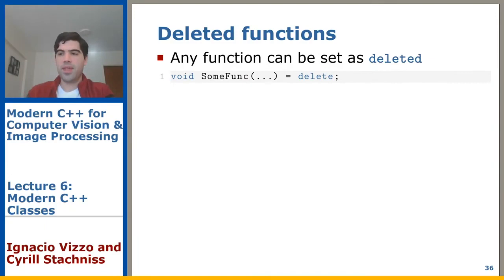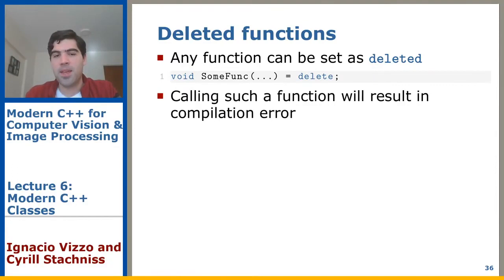And then lastly, you can also delete functions. We will see how to use this when we study the singleton pattern next lesson, that will be also used on your homework number 7. But basically any function can be marked as deleted. And then when you try to call this function, the compiler will say, okay, this function for some given reason is not implemented and it's deleted, so you are not allowed to call this function.